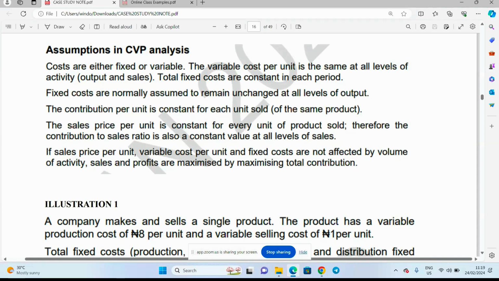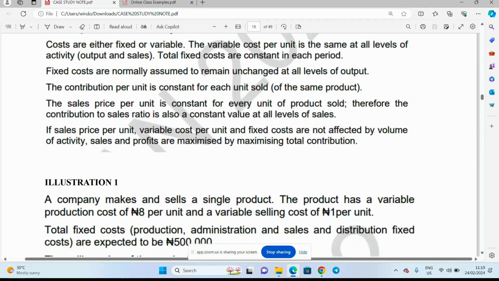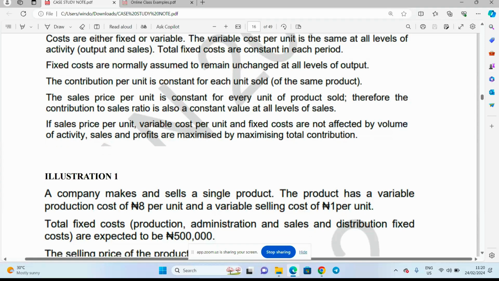Contribution per unit is constant for each unit sold. It's also an assumption that if contribution per unit is constant for each unit sold, then our illustration 1 calculation will be meaningful. If we assume that the sales price per unit is constant for every unit of product sold, that's what in economics they call ceteris paribus, all things being equal. Therefore, the contribution to sales ratio is also a constant value at all levels of sales. If sales price per unit, variable cost per unit, and fixed costs are not affected by volume of activities, sales and profit are maximized by maximizing total contribution. What are they saying? That sales and profit are only maximized if you maximize your total contribution.